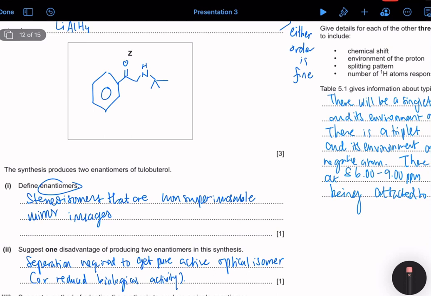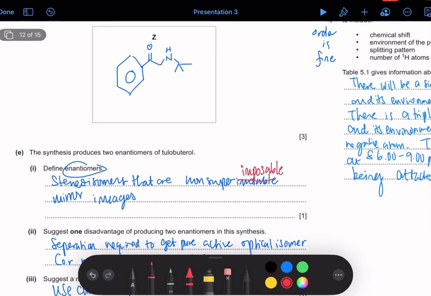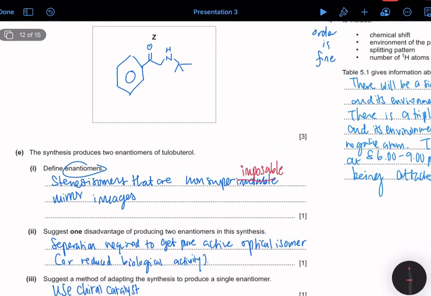Alright, question E. The synthesis produces two enantiomers of tolubuterol. Define enantiomers. So enantiomers are essentially stereoisomers. They're a pair of stereoisomers that are non-superimposable mirror images of each other. So I'll rewrite it. Non-superimposable mirror image of each other. Non-superimposable, not superimposable. So yeah.